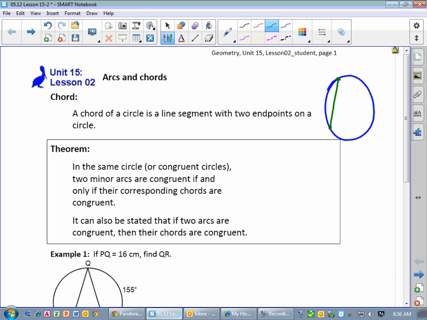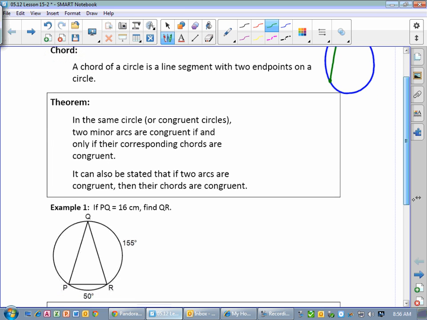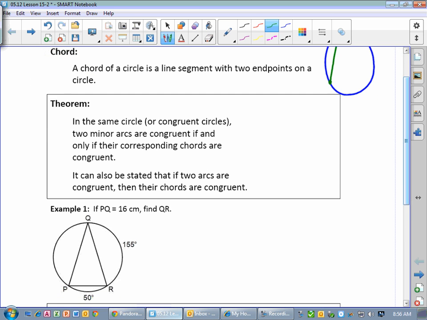So that's a chord. There's a lot of different chords. That's just one of them. There are some theorems today dealing with chords. So the first theorem says in the same circle, two minor arcs are congruent if and only if their corresponding chords are congruent. So go ahead and draw another circle here.